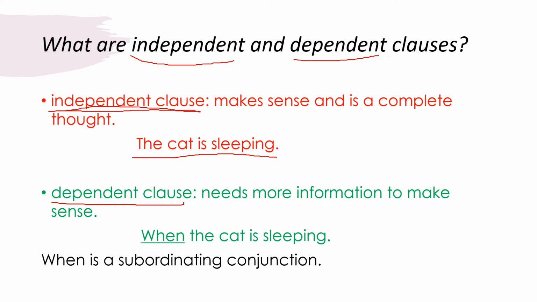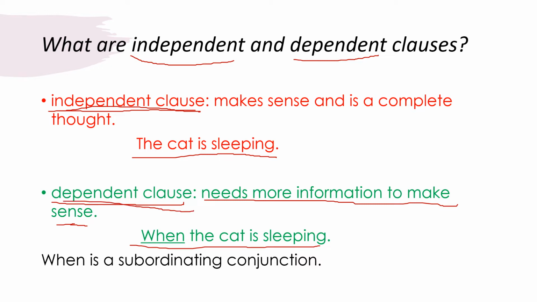Now let's move to the other kind of clause, which is dependent clause. From its name, dependent, it means it depends on something else, so it is incomplete. Dependent clause needs more information to make sense. Like when you say, when the cat is sleeping, full stop. Do you think it is enough and complete to say when the cat is sleeping and then full stop, finish? No, it is incomplete. That's why we call it dependent clause.